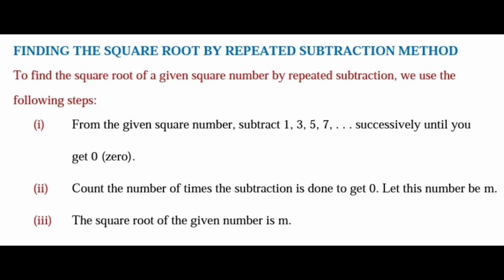The second point is, now count the number of times this subtraction is done until we get 0. Let this number be m, because n we have already supposed. So we count the number of times the subtraction is done to get 0, and let this number be m.